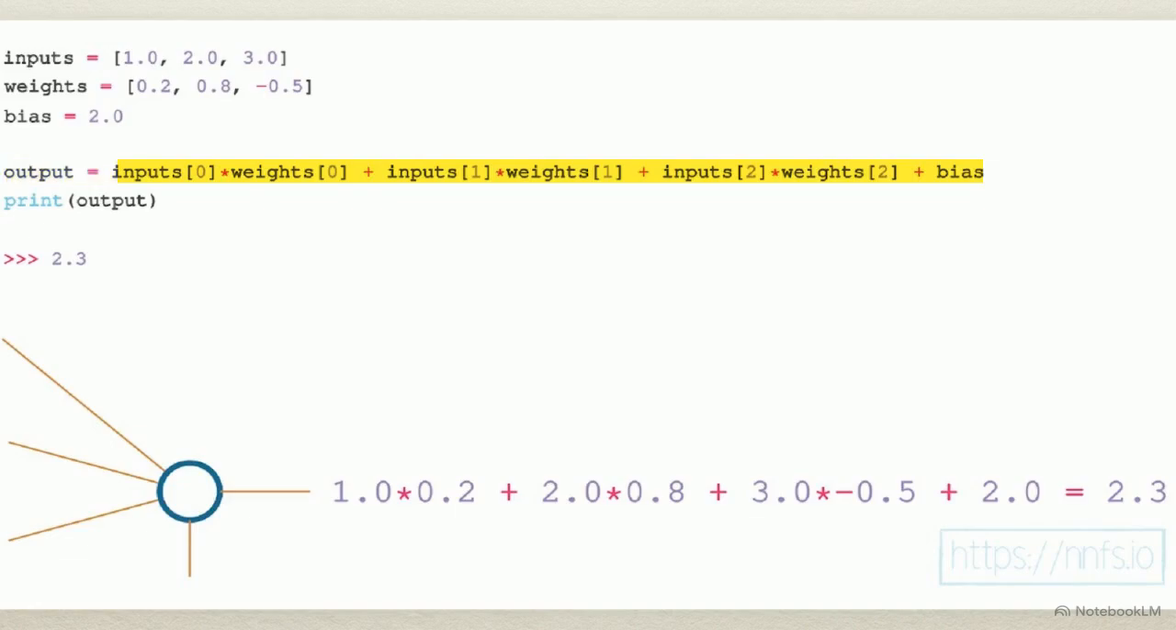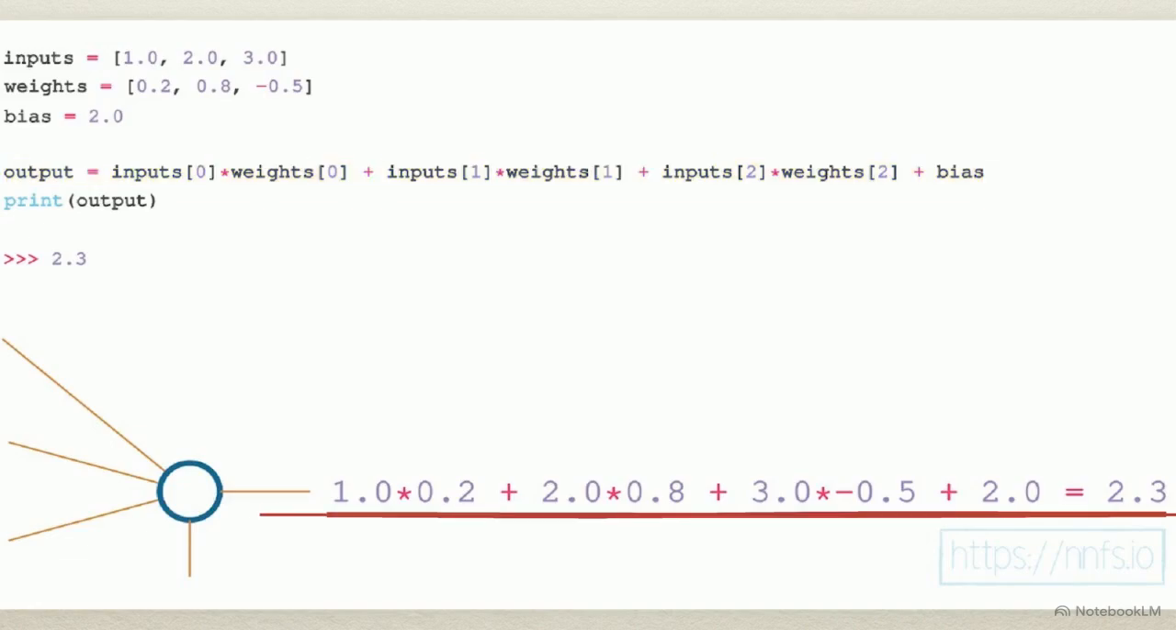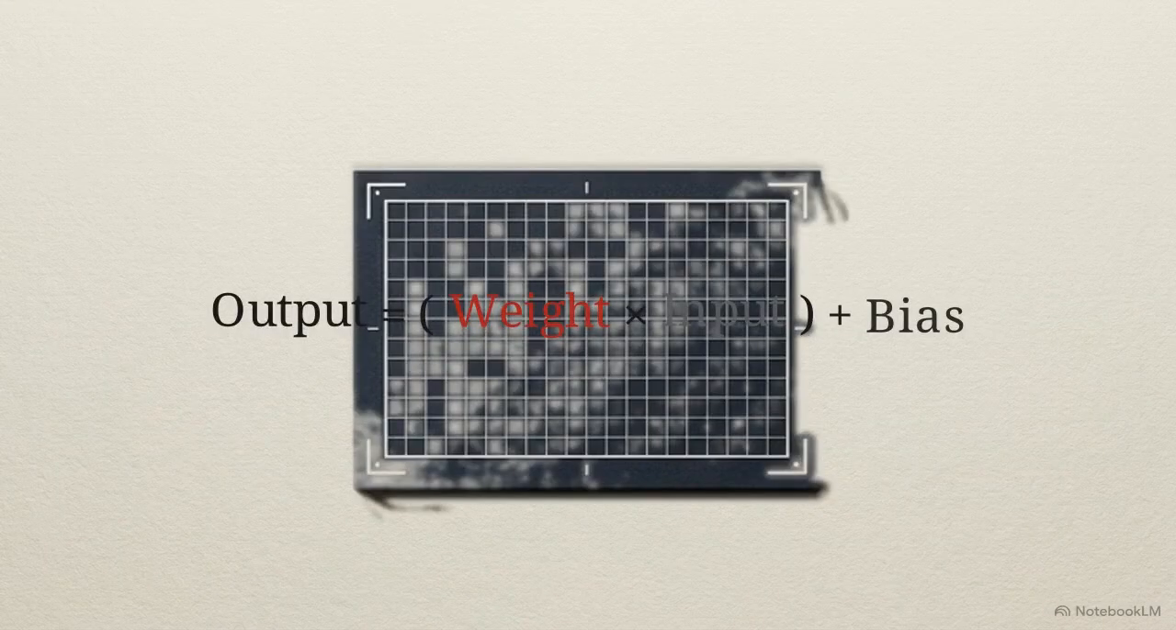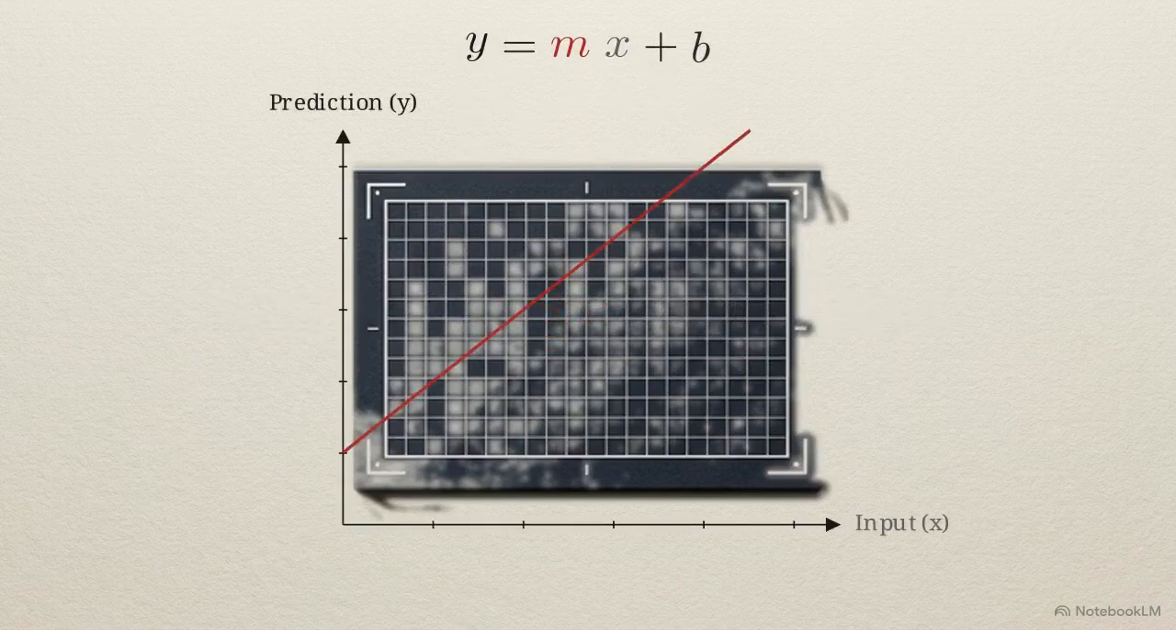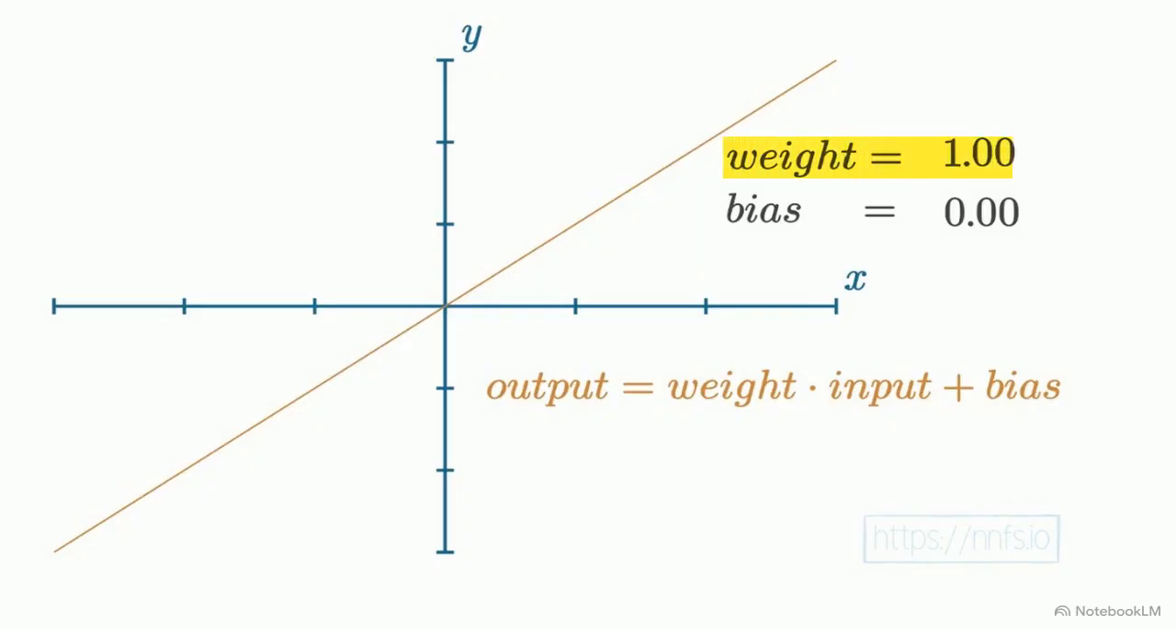To find an output, the neuron takes an input, multiplies it by a weight, and adds a value called the bias. This isn't just a random string of operations. It is the exact formula used to draw a straight line on a graph. In the world of AI, your prediction is literally a geometric line. This weight parameter acts as the slope.